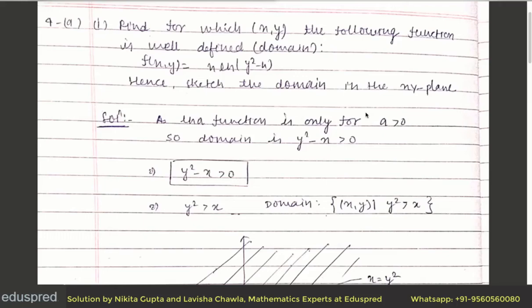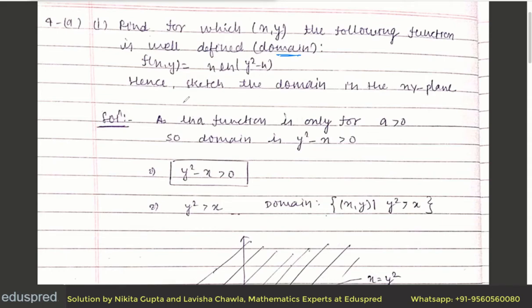In this video, we will be solving this question which says find for which x, y the following function is well defined. That means we have to find its domain, and your function is f(x, y) equal to ln(y² − x), and we have to also sketch the domain in the xy plane.